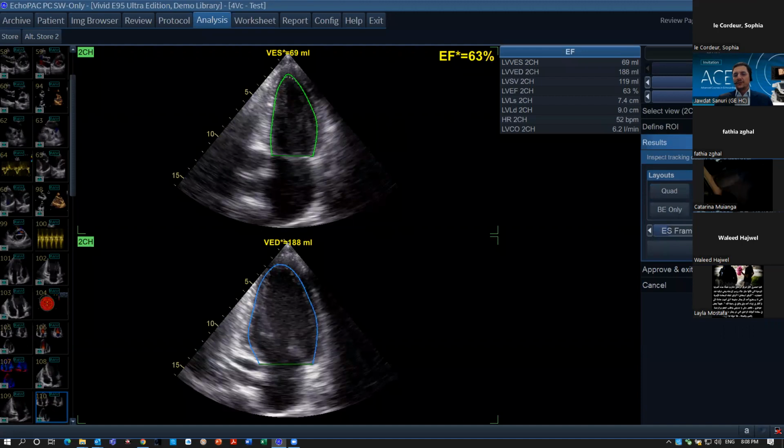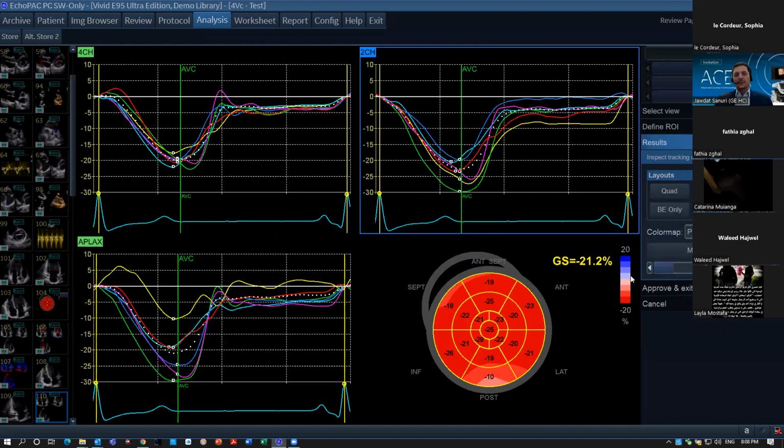Again, here we can go to the bullseye with traces or bullseye only. So you can see the traces of the 6 segments from 4-chamber. These are the segments from 2-chamber. These are the segments from 3-chamber or apical long axis. And here's the modified 17 segments. We said that there are different color maps, if you remember. So let's go to bullseye only and change the color maps.